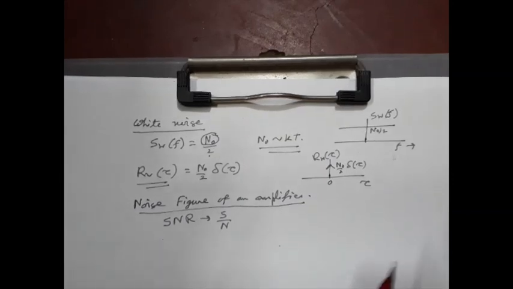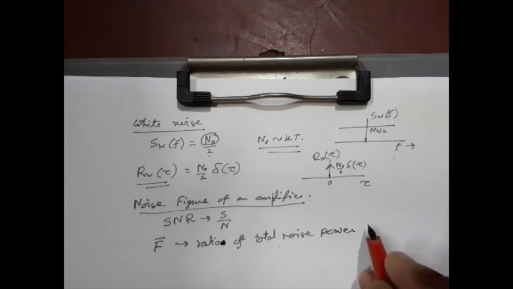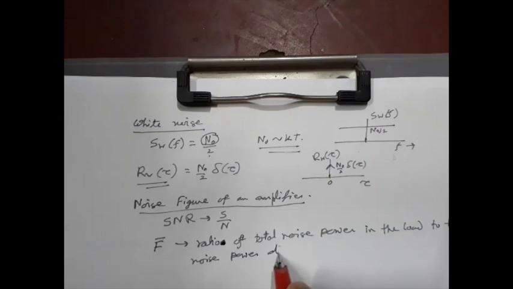So we can define the noise figure F bar of an amplifier as the ratio of the total noise power in the load to the noise power delivered to the load by the source alone.